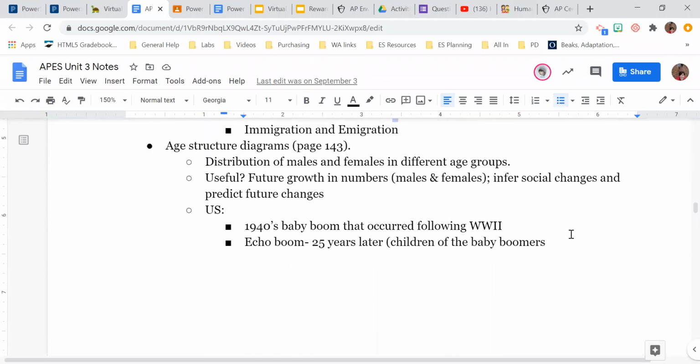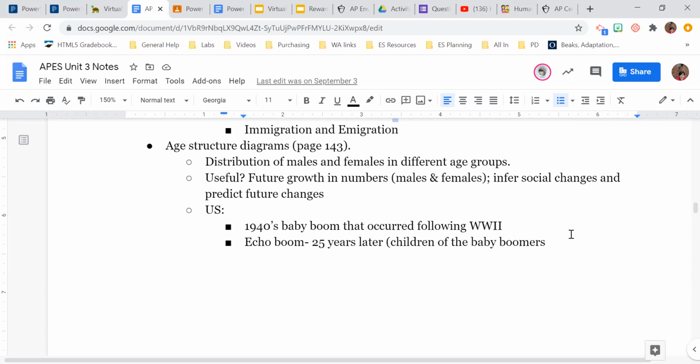All right, so now we're going to go back to those age structure diagrams. Our demographers need to know all this information, and in order to figure out what's happening with the population, they can look at these age structure diagrams. Basically, we can look at future growth, infer social changes, and predict future changes.